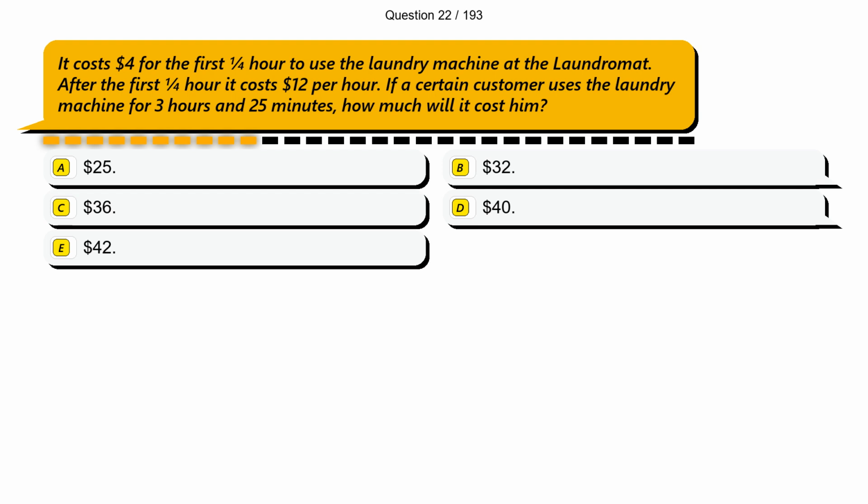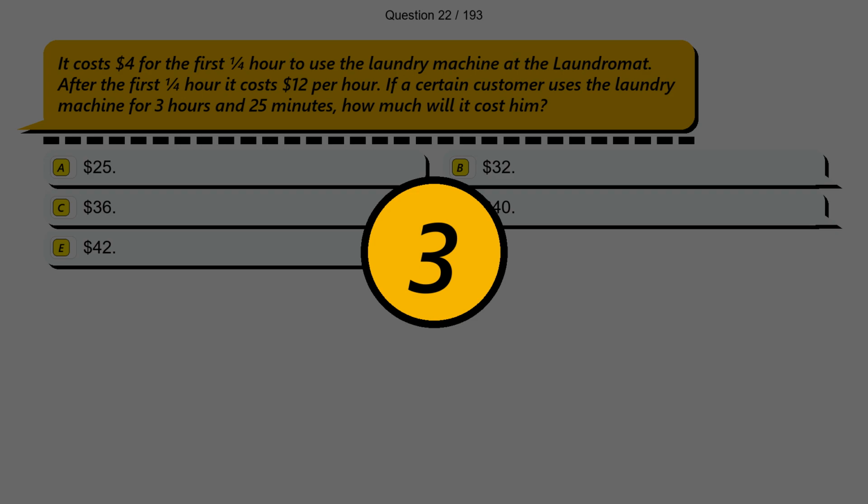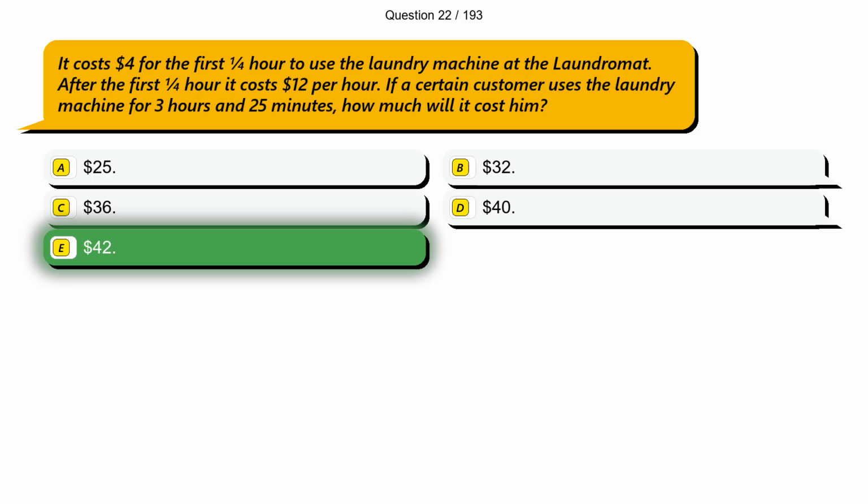Option A, $25. Option B, $32. Option C, $36. Option D, $40. Option E, $42. The correct answer is option E, $42.